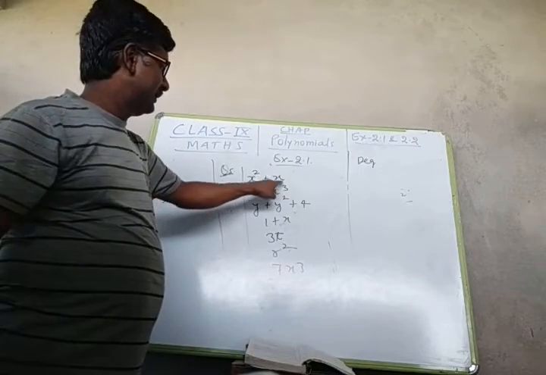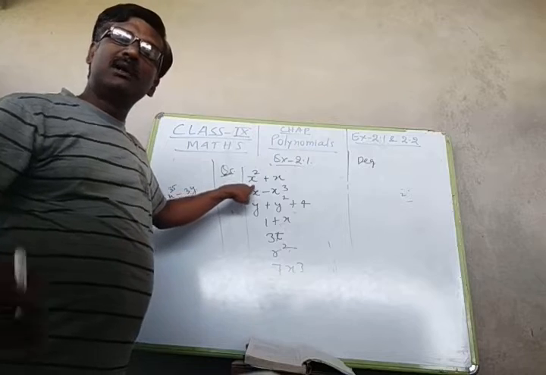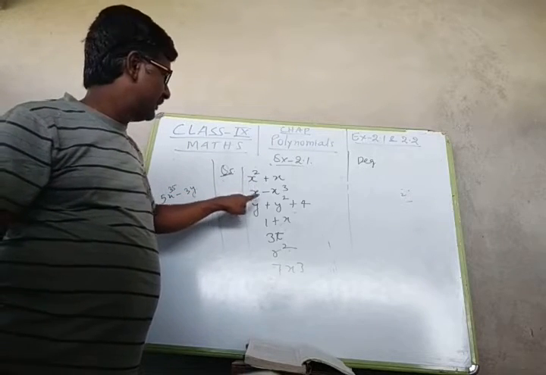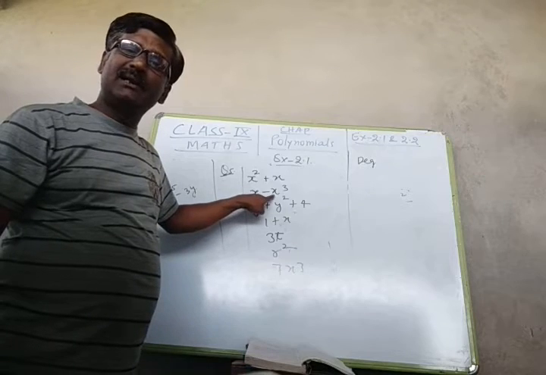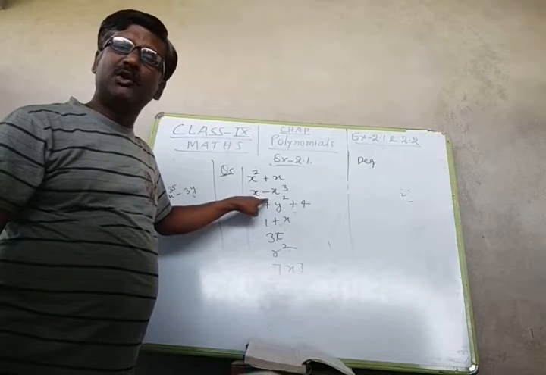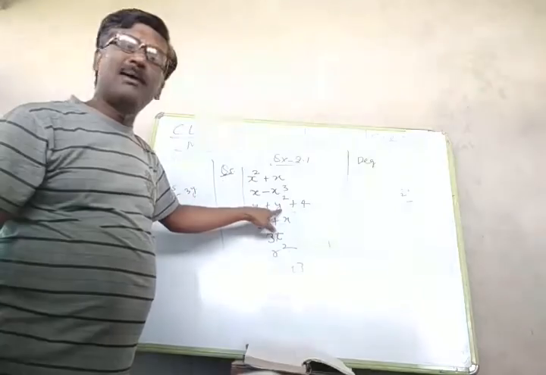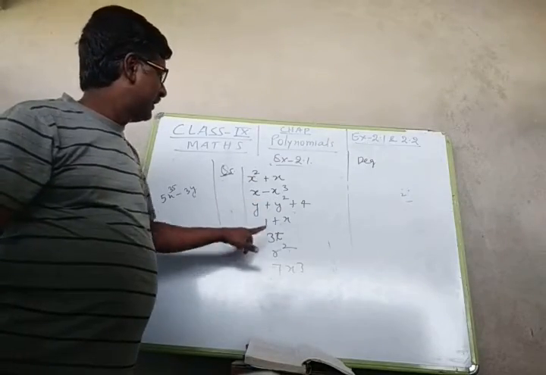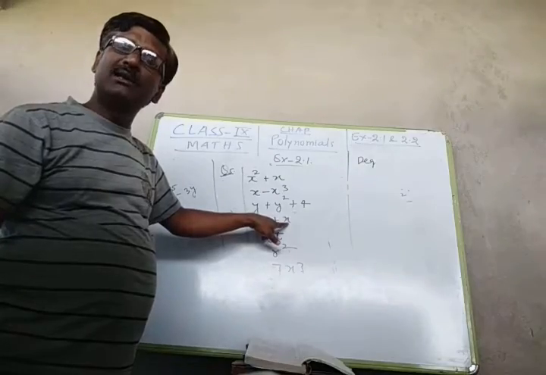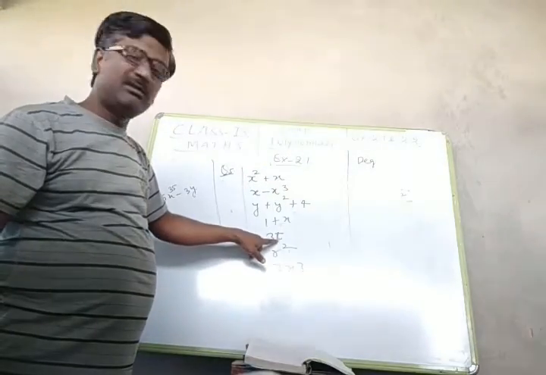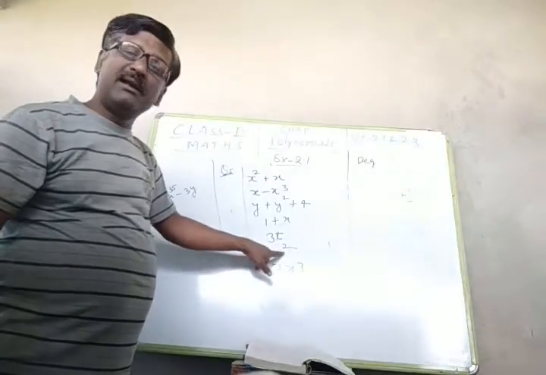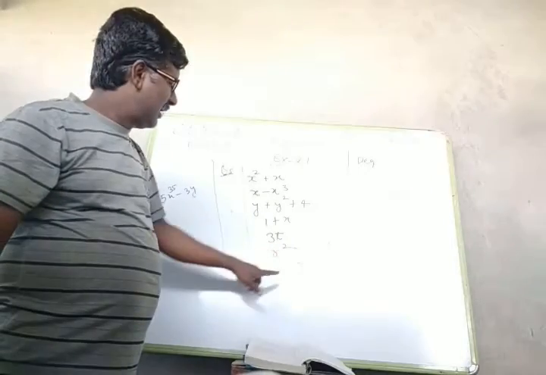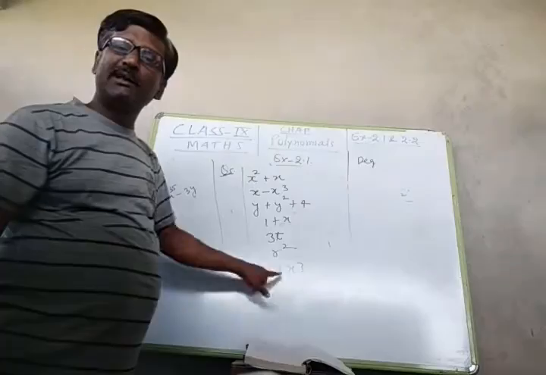So see, in this, the maximum power is 2. It means the degree is 2. So clearly, this one is a quadratic polynomial. In this, the maximum power is 3. It means the degree is 3, so that will be a cubic polynomial. Here the maximum power is 2, that is, the degree is 2, so this one is a quadratic polynomial. Here it is 1, so this one is a linear polynomial. This is also a linear polynomial. Degree is 2, so this one is a quadratic polynomial. And the degree is 3, so it is a cubic polynomial.